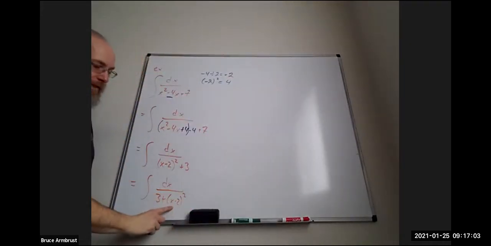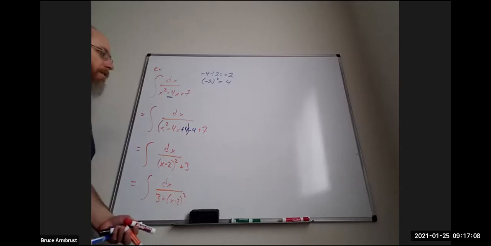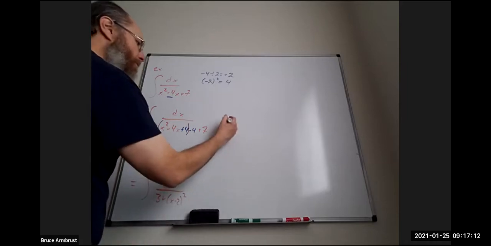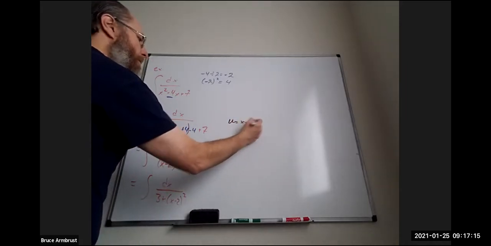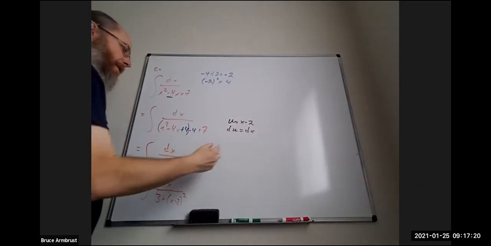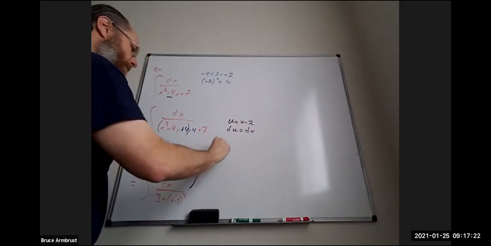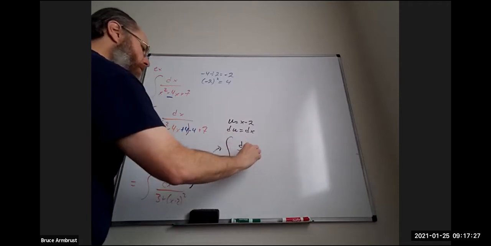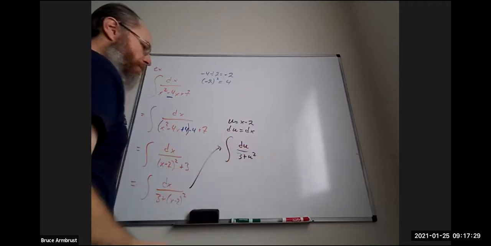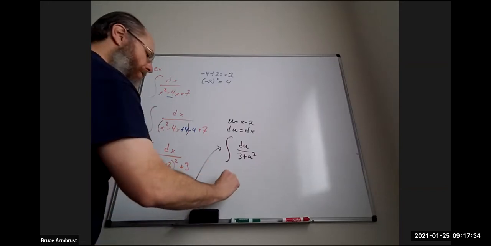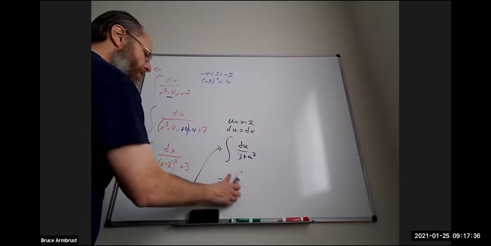But I need to have like a u here. So let's do a u substitution. So we're going to let u equal x minus 2. So du is equal to just plain old dx. So it's going to be a nice easy swap. So this integral then becomes the integral of du over 3 plus u squared. All right, so that's going to give me an inverse tangent.